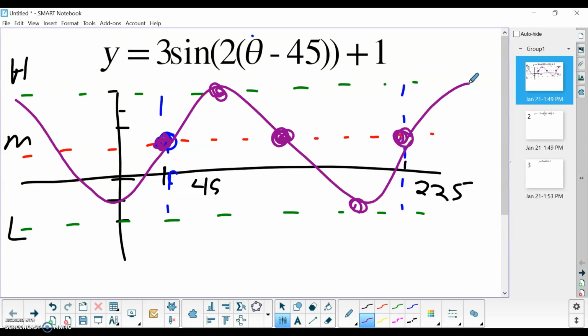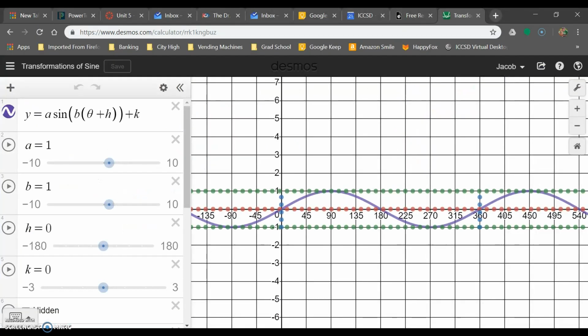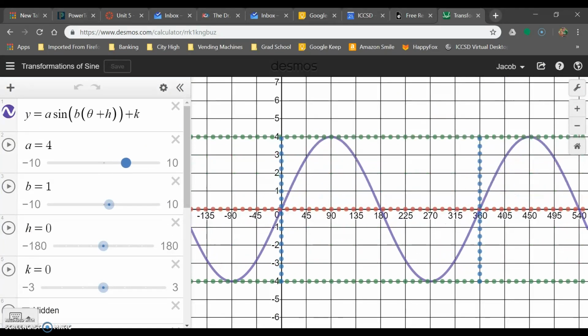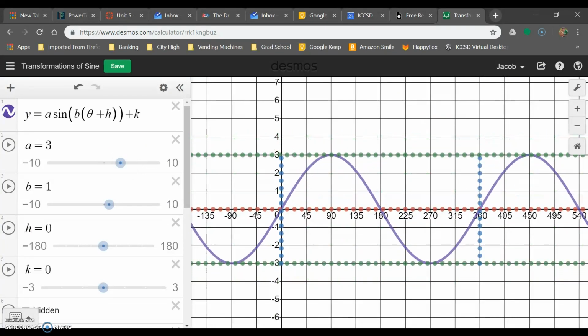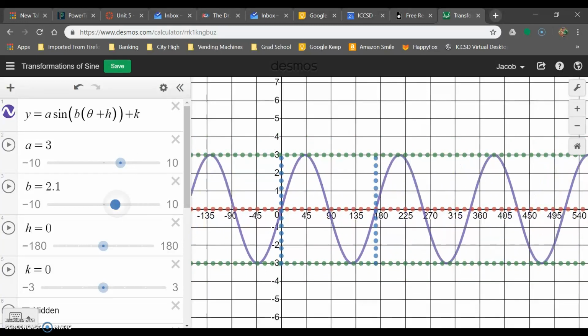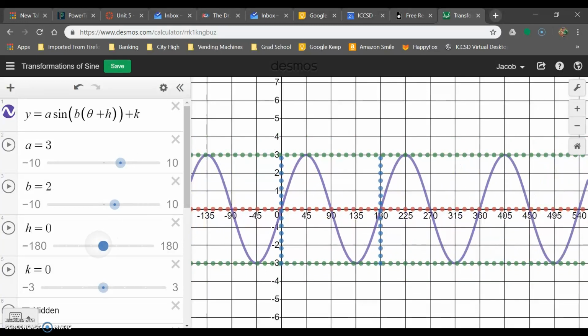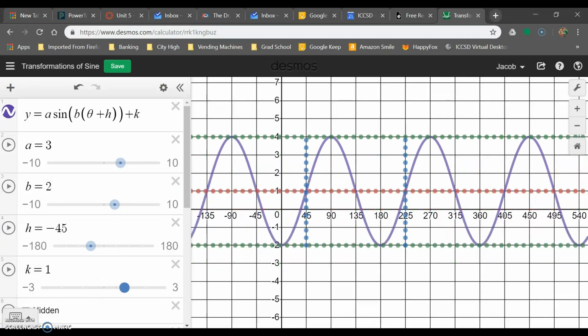You can also see, if you take a look at this Desmos activity, what you can do is go ahead and type these same things in. If I change this to 3, change my b value to 2, h was minus 45, and k was plus 1, you see we have the exact same graph there.